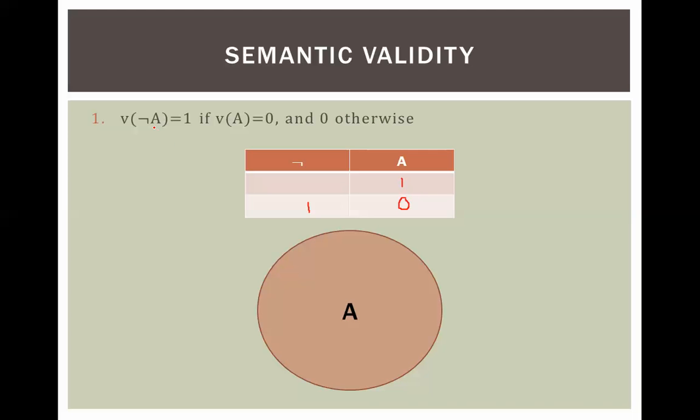Otherwise, not A equals 0. Here, A equals 1, so not A is 0. So if A is true, then not A is false. This is called a truth table.